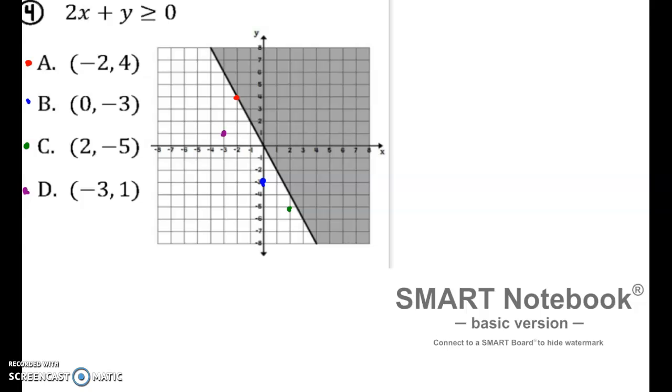So point A, negative 2, 4, is on the line. And in this problem, points on the line do make the inequality true because we have that solid line. So the answer to this problem is letter A. And then you could still double check yourself, go through and look at B, C, D. You see I've plotted them here. None of these points are in the shaded region. So the solution to our inequality here is letter A, which is the point negative 2, 4.